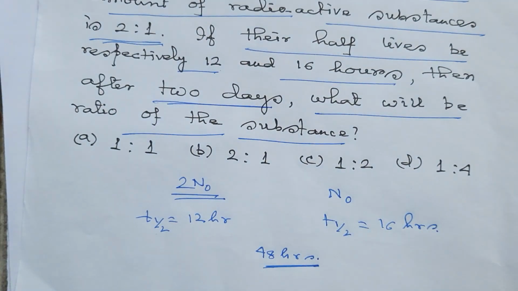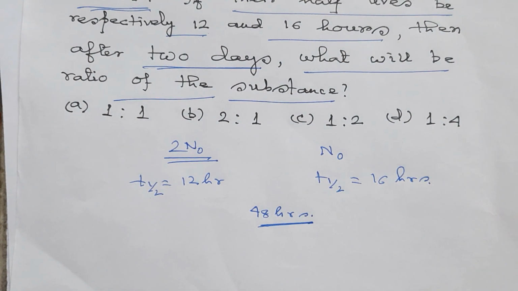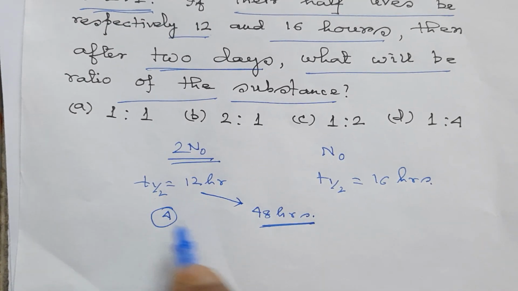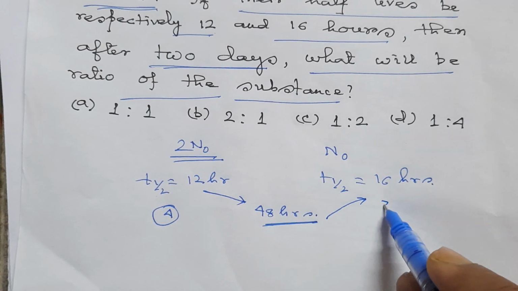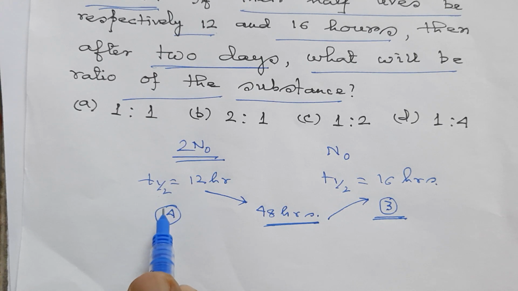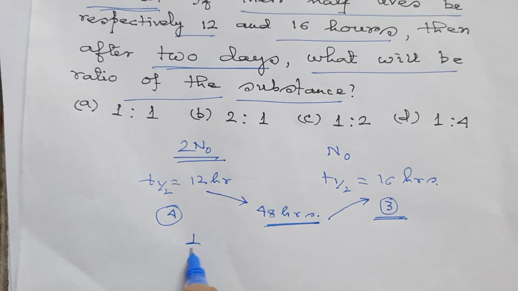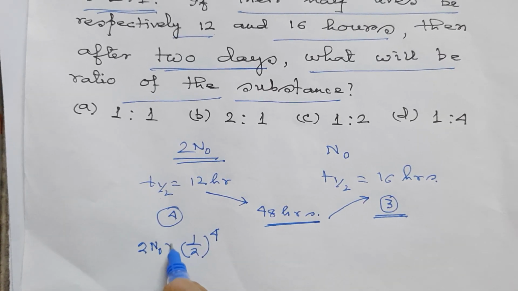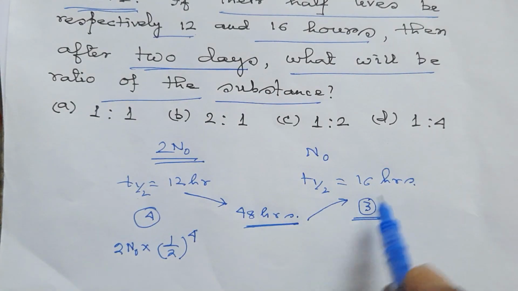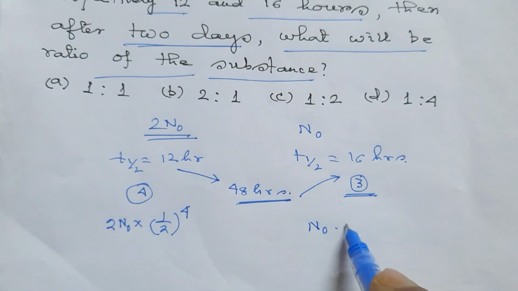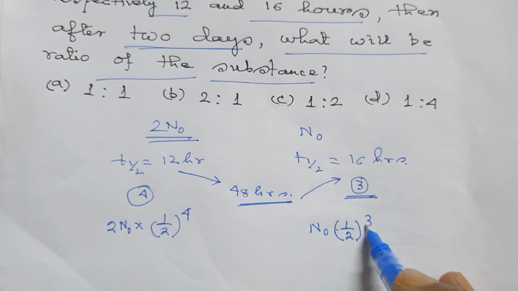Actually, the ratio of the substances means the ratio of the number of non-disintegrated atoms. In 48 hours, there are 4 half-lives of the first sample, and the second sample has 3 half-lives. We know that the non-disintegrated atoms after 4 half-lives is half to the power 4. So the number of non-disintegrated atoms in this case is 2n0 into half to the power 4. And in the second case, in a similar way, the number of non-disintegrated atoms is n0 into half to the power 3.